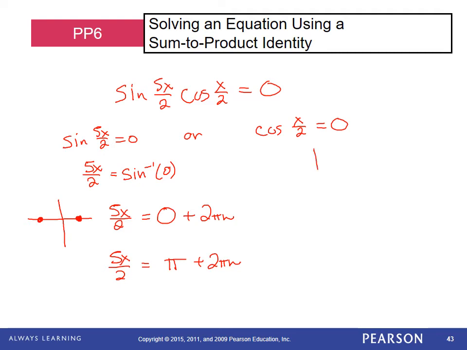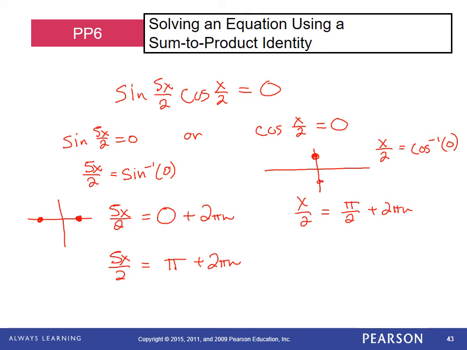When is cosine 0? Good. This one's going to be like this, right? At 90 degrees? Oh, sorry. I should write this here. Hold on. Let me write this as we're trying to figure out when x over 2 is equal to cosine inverse of 0. We're good. And that occurs at pi over 2 plus 2 pi n.